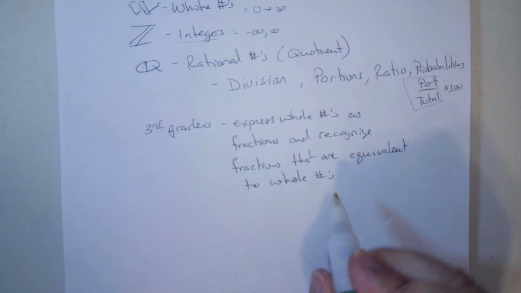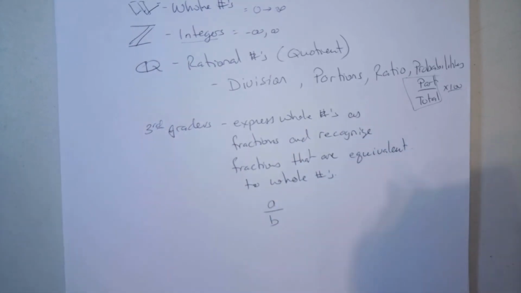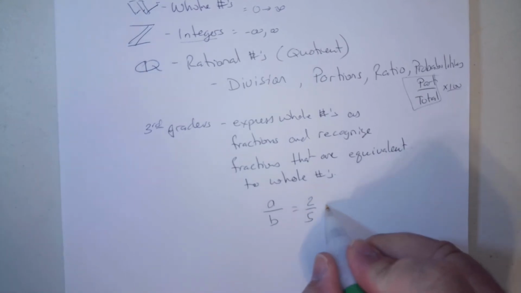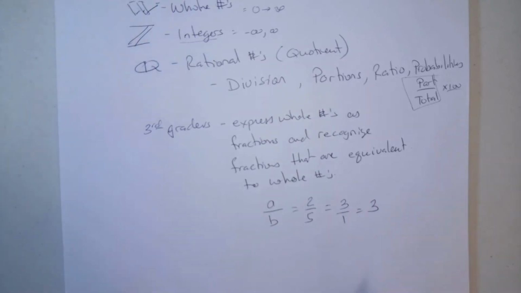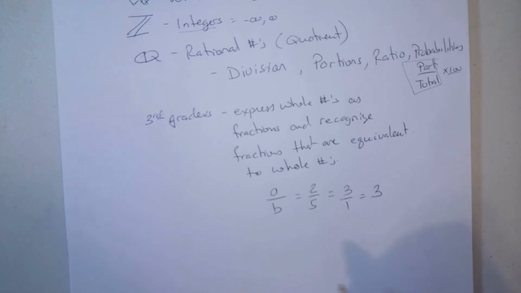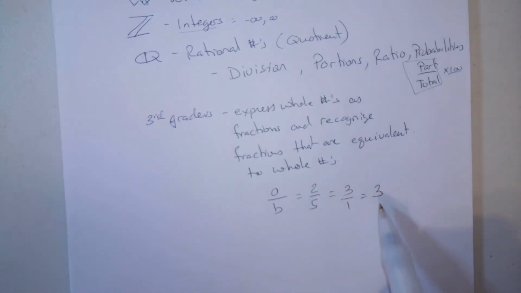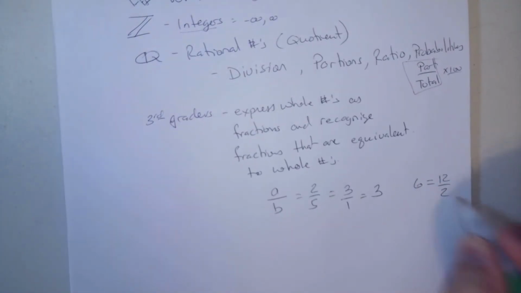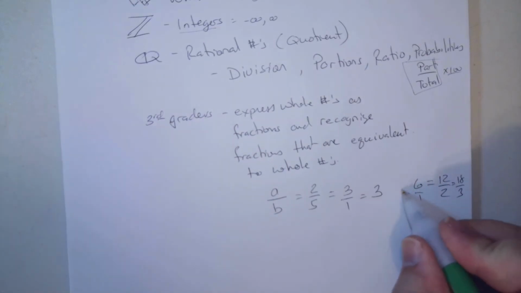What does that mean? Well, remember, a fraction is any number a over b. 2 over 5. 3 over 1, which is the same thing as 3. That's what it's saying here. So you can recognize any number as a fraction. So, like 6 can also be 12 divided by 2, 18 divided by 3, or 6 over 1.